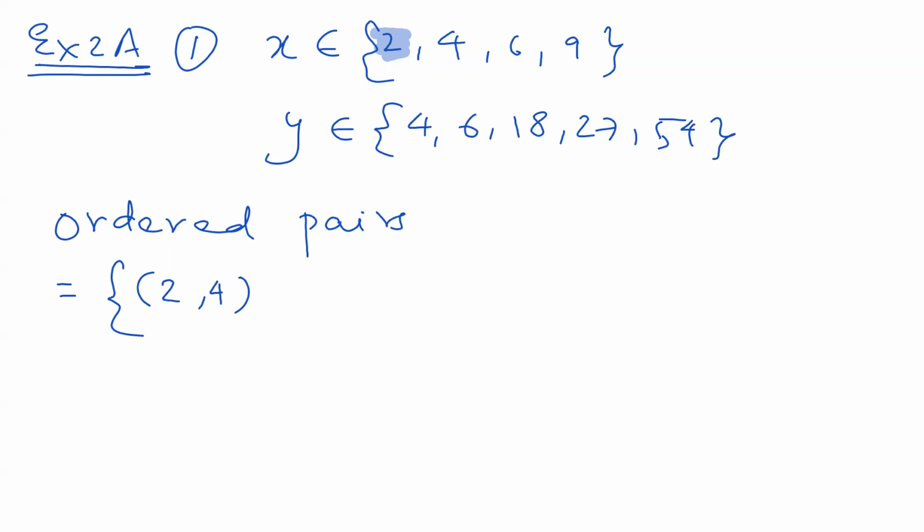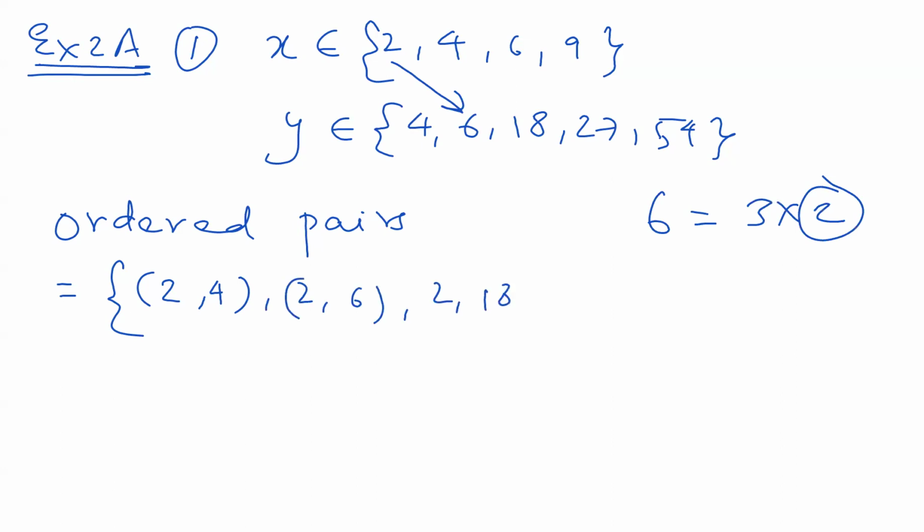Now what is a factor? When we break down this 4, do we get 2? The answer is yes, so that's why 2 is a factor of 4. Then is 2 a factor of 6? Try to break down 6. 6 is 3 into 2, so we got 2 over here. Yes, so 2 is a factor of 6. Likewise, 2 is a factor of 18, because if we break down 18, definitely we'll get 2.